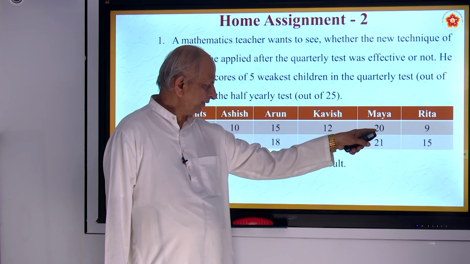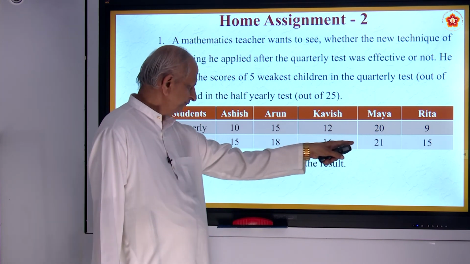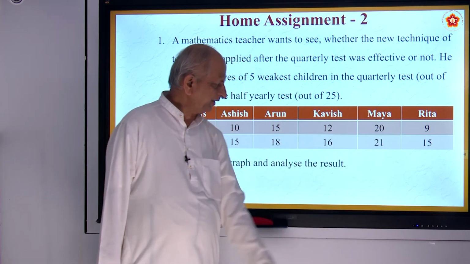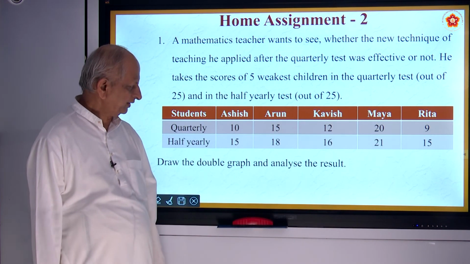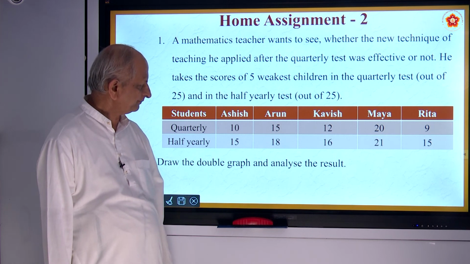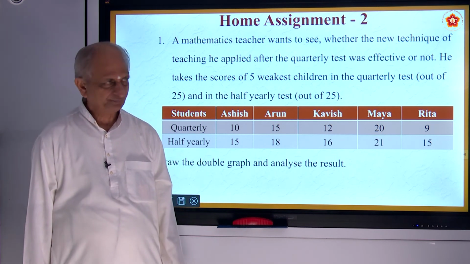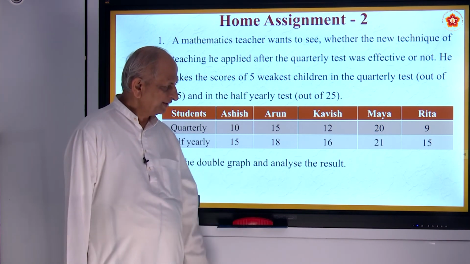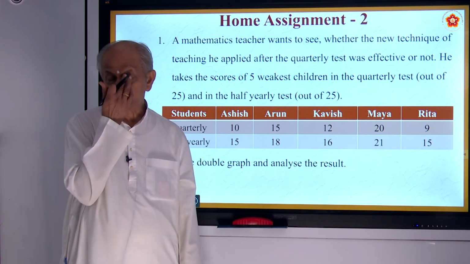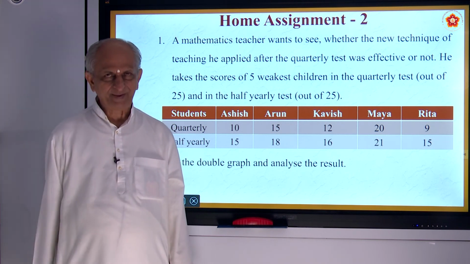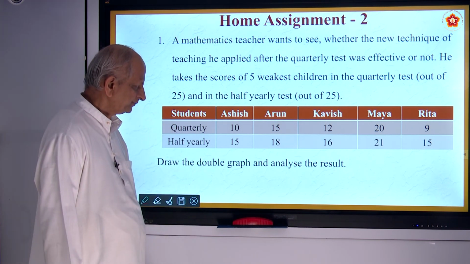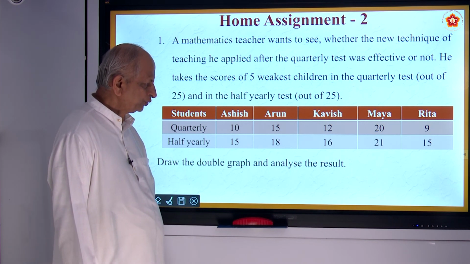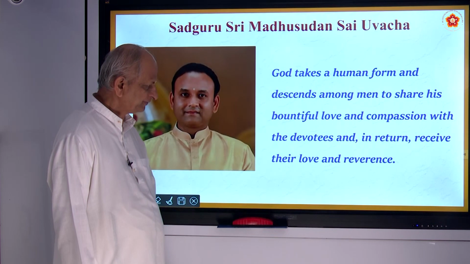Maya scored 20 in the quarterly, 21 in the half yearly. Rita scored 9 in the quarterly and 15 in the half yearly, out of 25. So, what is the question? Draw the double graph and analyze the result. So, analysis you must make. Okay, that is a home assignment, and we will see what Sadguru Sri Madhusudan Sai says.